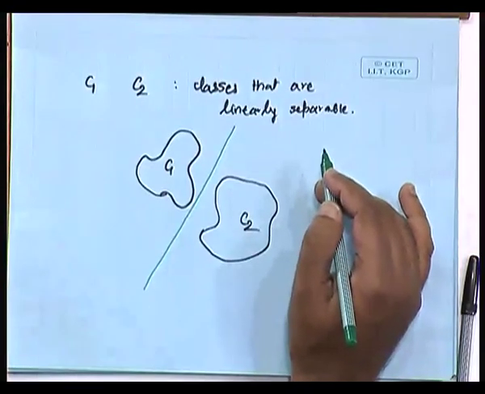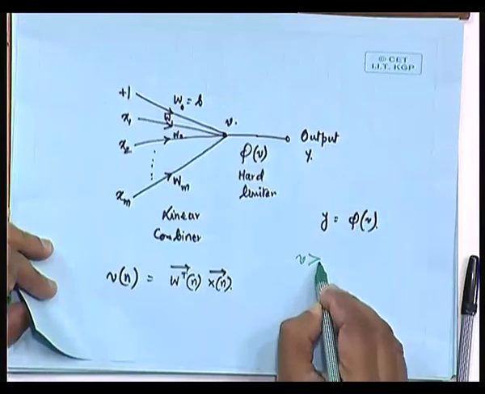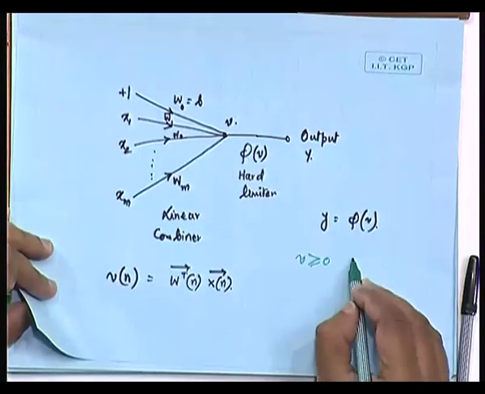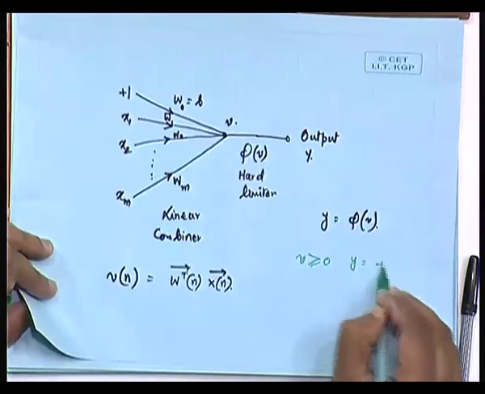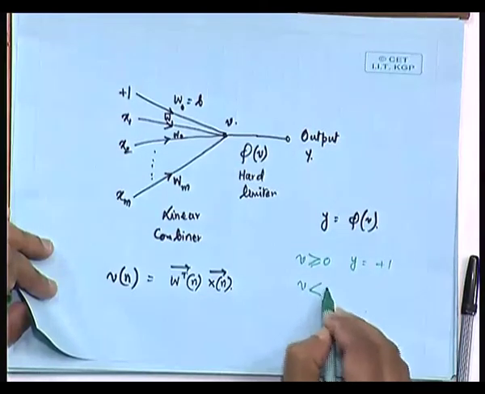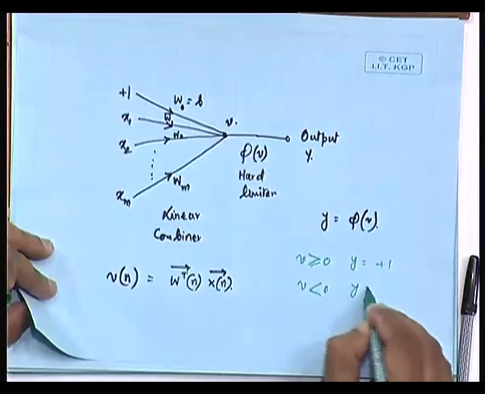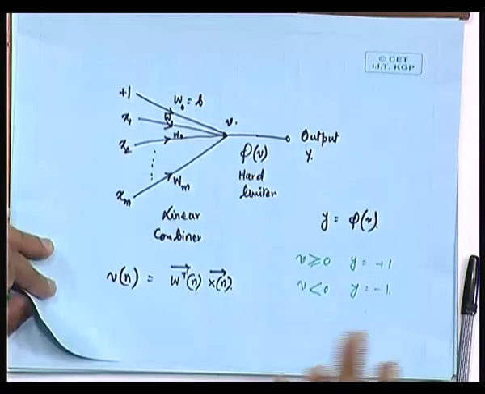And can you tell me the equation of that hyperplane? Because in this case, the kind of model that we are using is that for V greater than or equal to 0, we will have output equal to +1, and for V less than 0, we will have the output equal to -1. So, if that is the case, then can you tell me what is going to be the equation of this hyperplane?